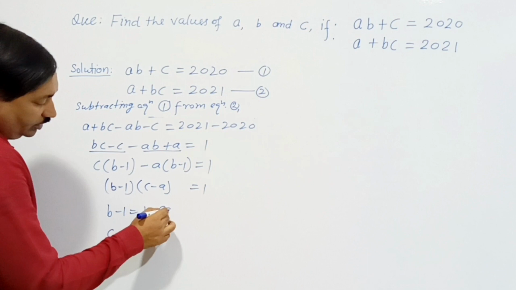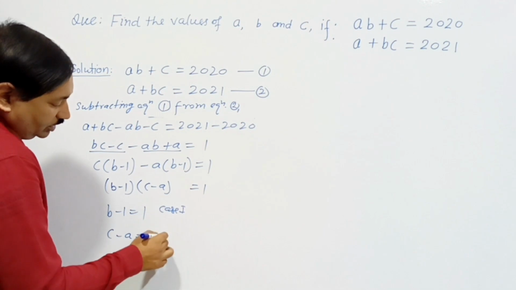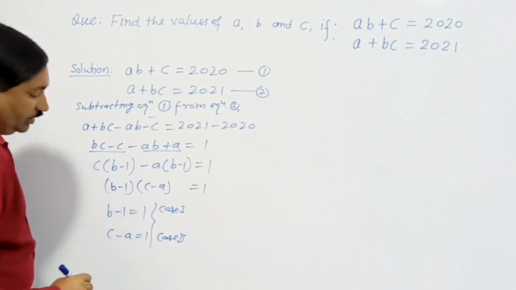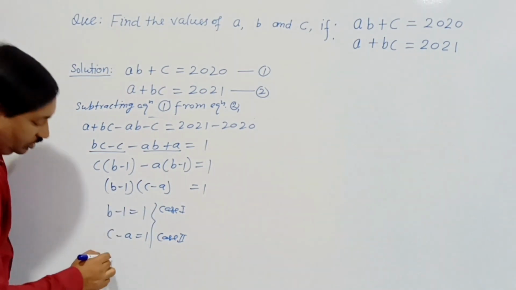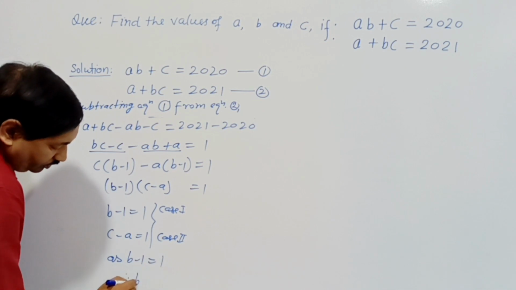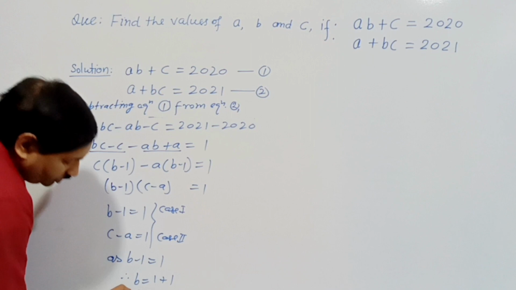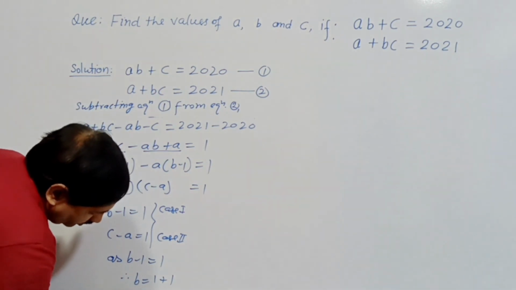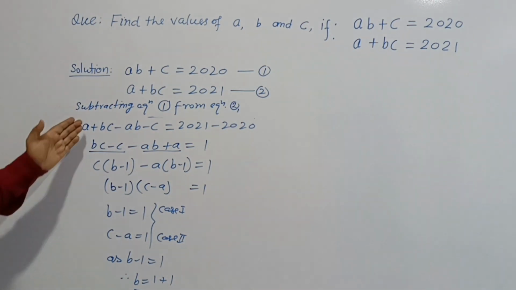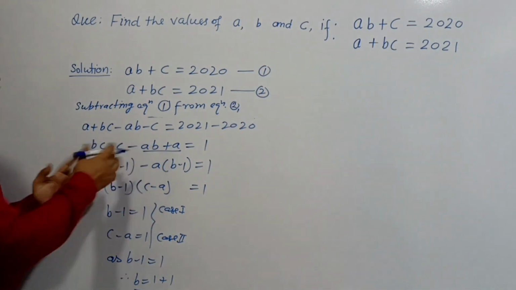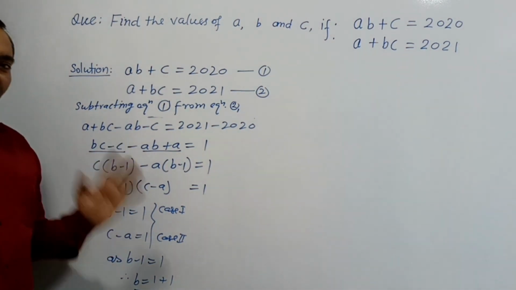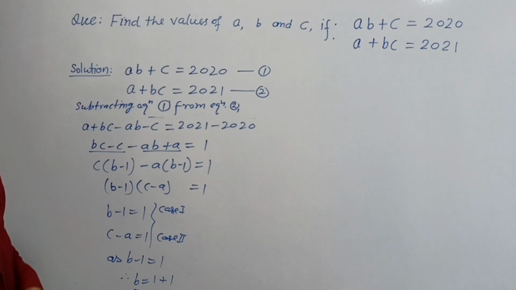So again two cases, case first and case second. Taking B minus 1 equal to 1, therefore B equals 1 plus 1, so B equals 2. This is the value of B in this situation. In the first case we got B equal to 0, and now in this case we get B equal to 2.